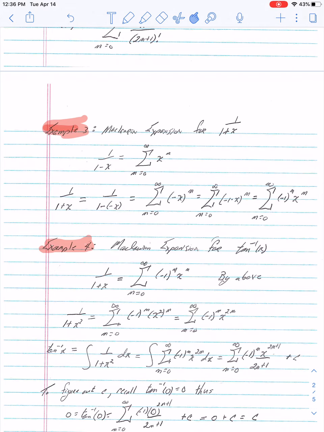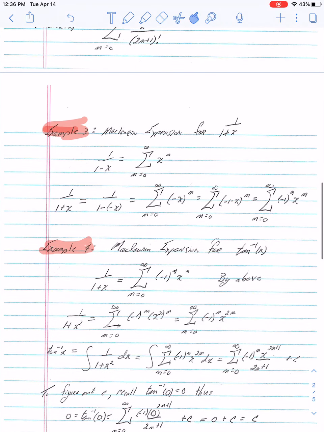All right, now let's do a few more. Suppose I want the Maclaurin expansion for 1 over 1 plus x. Well, I know the expansion for 1 over 1 minus x. That's my famous little geometric series. It is this.